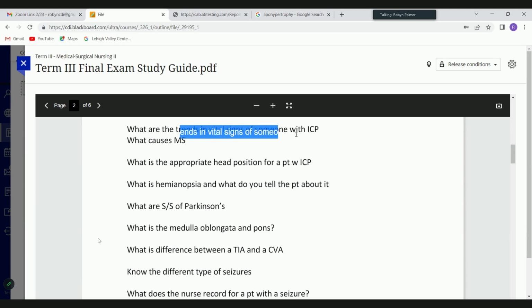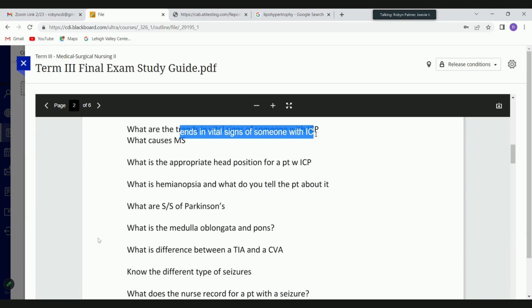What are the trends in vital signs of someone with increased intracranial pressure? Widening pulse pressure, increasing blood pressure, increasing temperature, and then the other two go down. What are the other two?